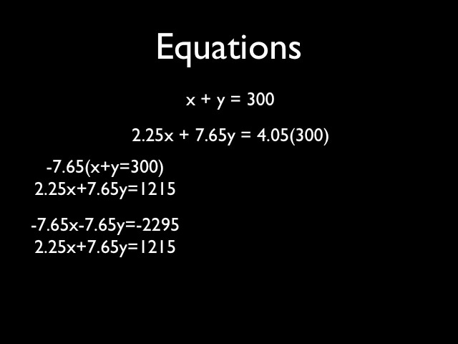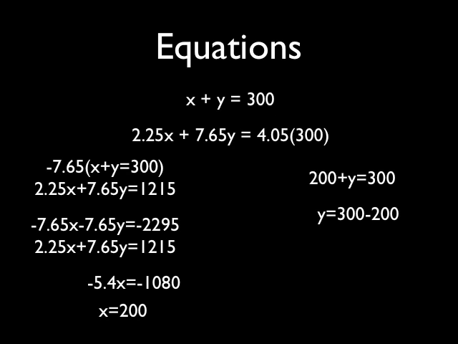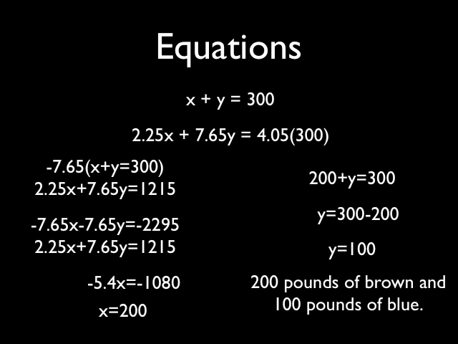Now I'm going to add the equations together. Negative 7.65x plus 2.25x will give me negative 5.4x. My y's canceled just like I hoped, and my number on the other side will be negative 1080. Now to solve for x, I'll divide both sides by negative 5.4 and we get x equals 200. Okay, plug it into either equation, but the first equation is the easiest, and we'll get y equals 300 minus 200, or 100. So my answer would be that I have 200 pounds of brown M&Ms and 100 pounds of blue M&Ms. That is our first mixture problem, and we will do the second one in the next video.